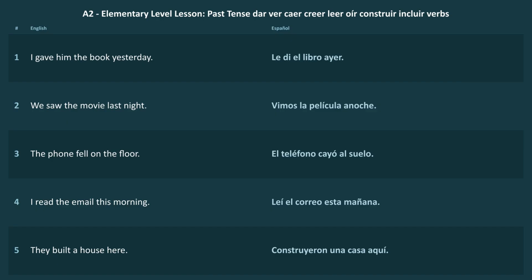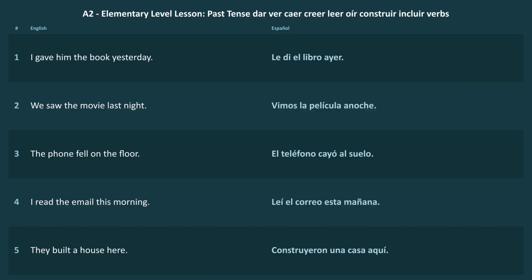Let's do a quick ear training recap by grouping them. Tiny rebels, dar and ver. Di, diste, dio, dimos, dieron. Vi, viste, vio, vimos, vieron. No accent marks. Keep them light. Y family, caer, creer, leer, oír, construir, incluir. Cayó, creyó, leyó, oyó, construyó, incluyó. And plural forms like cayeron, creyeron, leyeron, oyeron, construyeron, incluyeron.